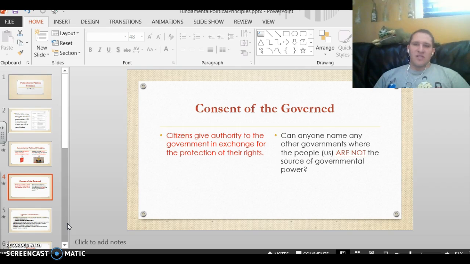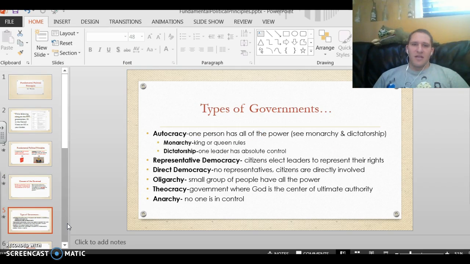So let's look at some other governments where the people are not the source of the power. So in a democracy they are, but there's a few where they are not. And here, if we go to the next slide, we have an autocracy, which is one person has all the power. Some examples of that are a monarchy, like in Great Britain, and a dictatorship like we've seen in the past, or in North Korea right now. We've seen in the past with Adolf Hitler, Joseph Stalin, Benito Mussolini, etc.